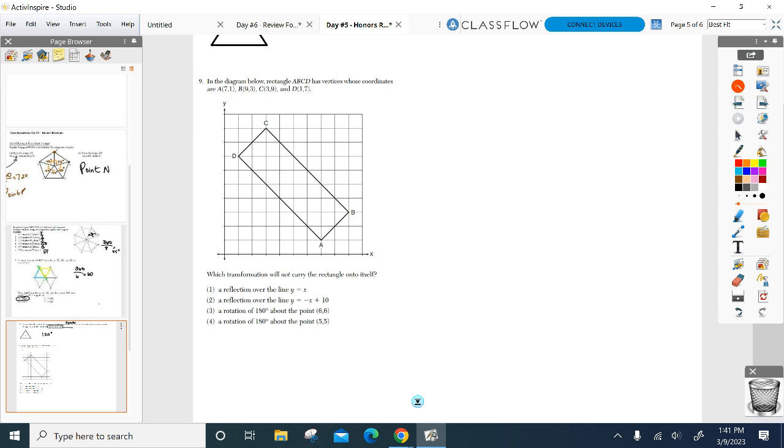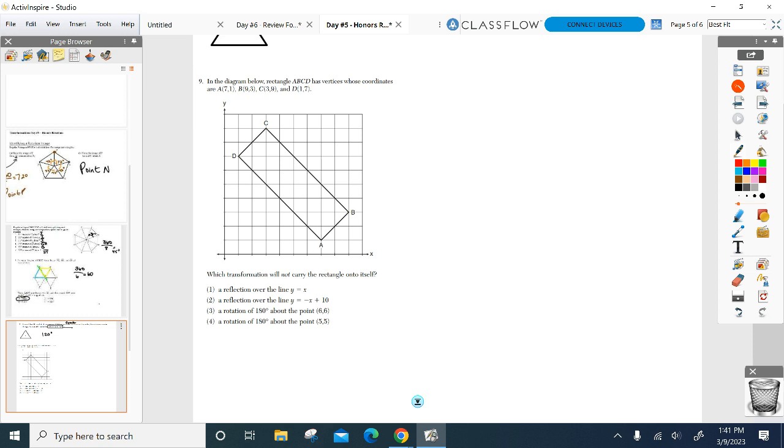So let's start with number 1. What happens if I reflect it over the line y equals x? Oh, great review for tomorrow. What's the rule again? Y equals x? Going into tomorrow? Flip the coordinates, right? Flip the coordinates.